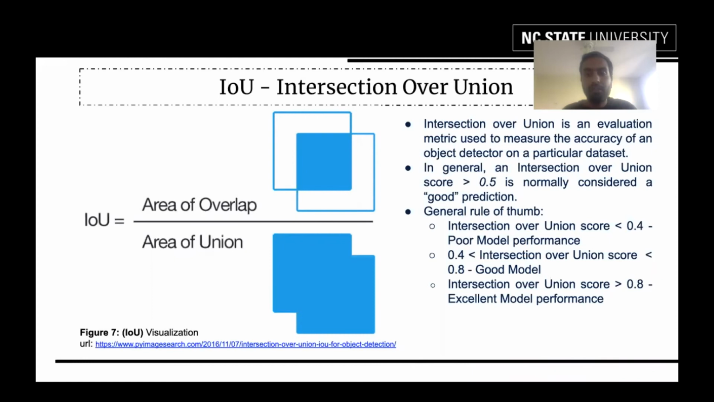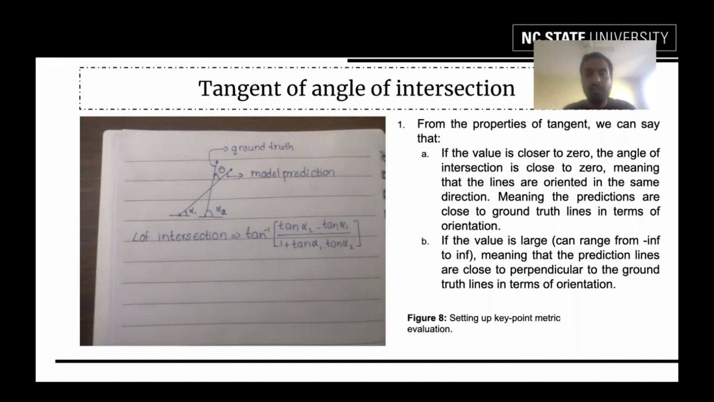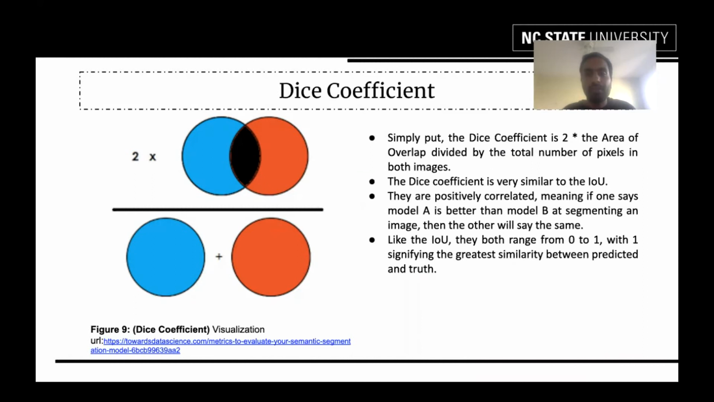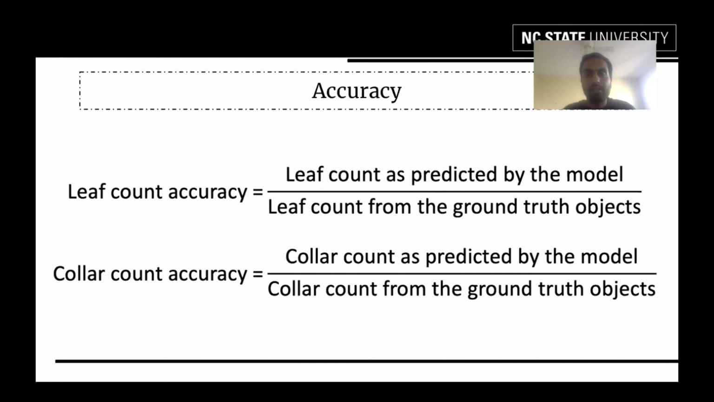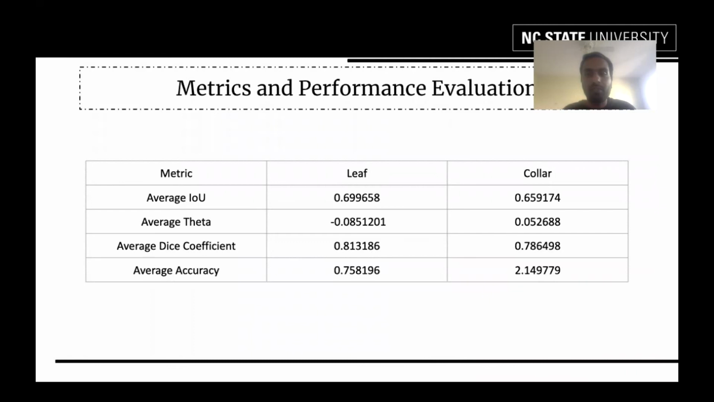The tangent of the angle of intersection, as you can see from the diagram, measures the angle of intersection of the predicted line and the model line. The closer the value to zero, the better the model. Dice coefficient is very similar to IOU. It is 2 times the area of overlap divided by the sum of the individual areas. Accuracy is measured as individual counts for the predictions versus the ground truth. These are the values which we got for our model. Notice how the average accuracy for collar is greater than one. That is because the number of collars predicted by the model is greater than the ground truth objects.